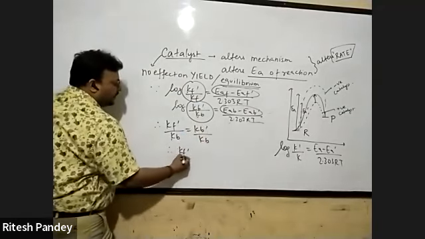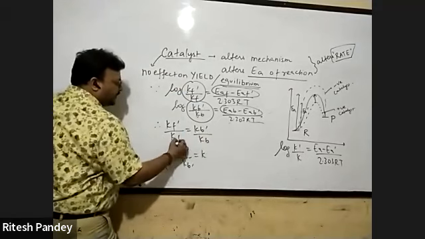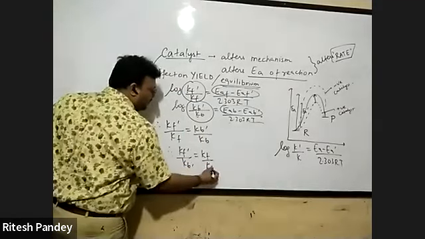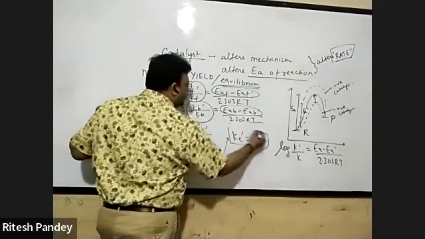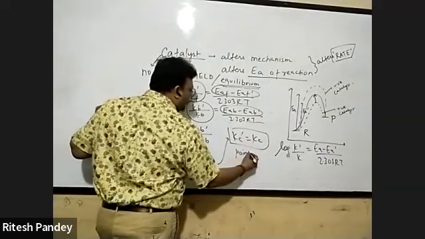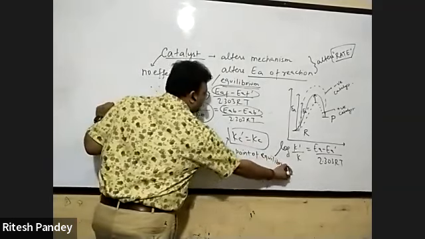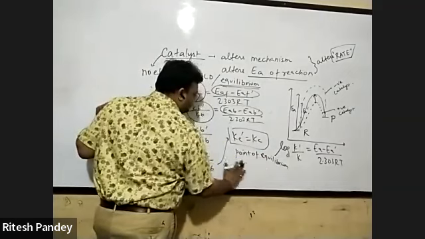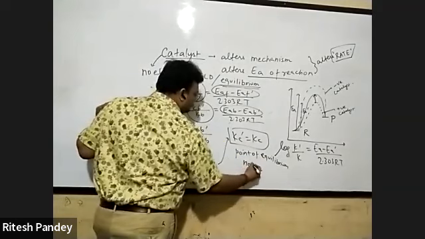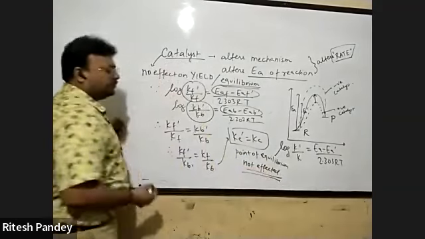Now naturally this will mean kf prime by kb prime would be the same as kf by kb, which in other words would be kc prime would be the same as kc. So there will be no change in the point of equilibrium. The point of equilibrium is not affected. Unaffected. Yes or no?